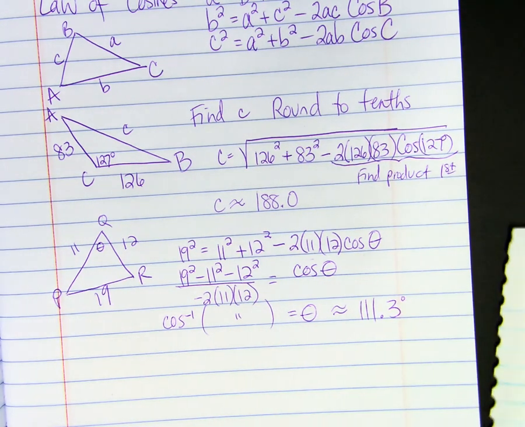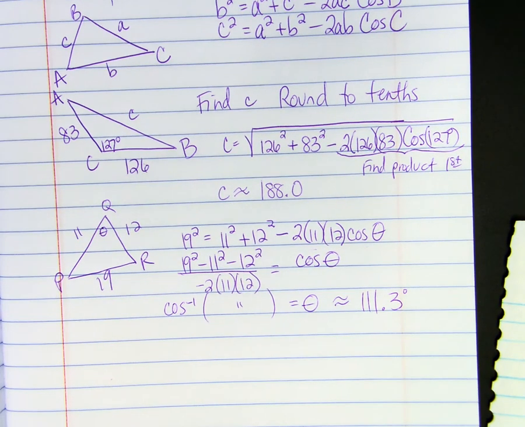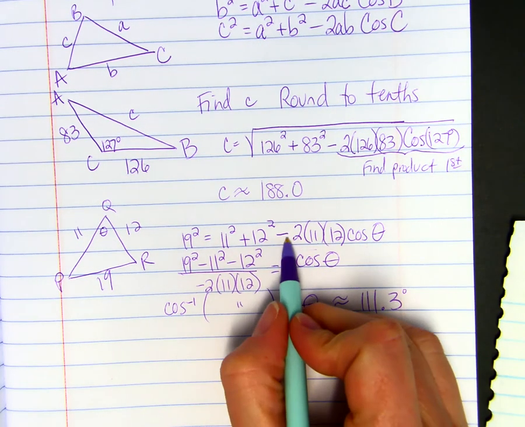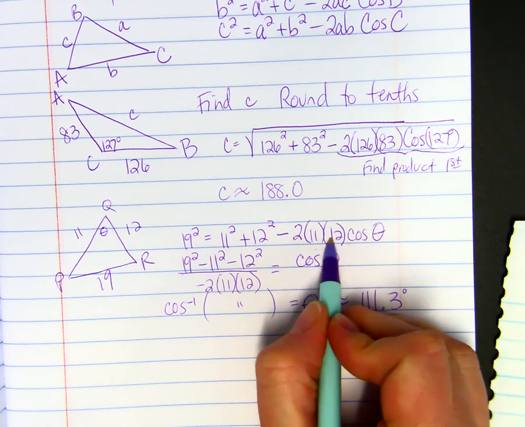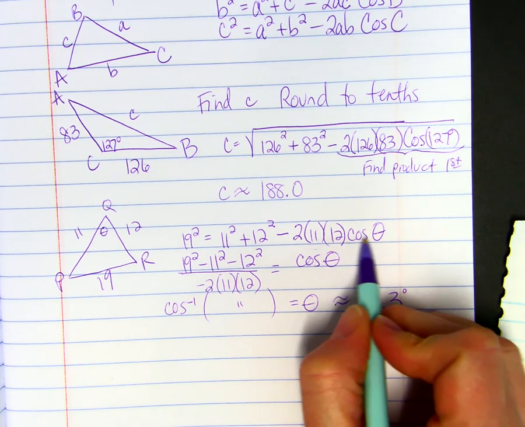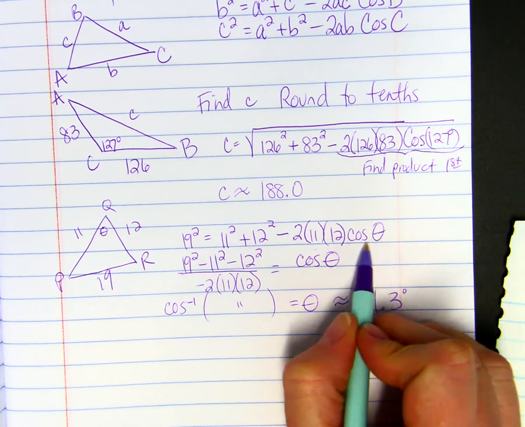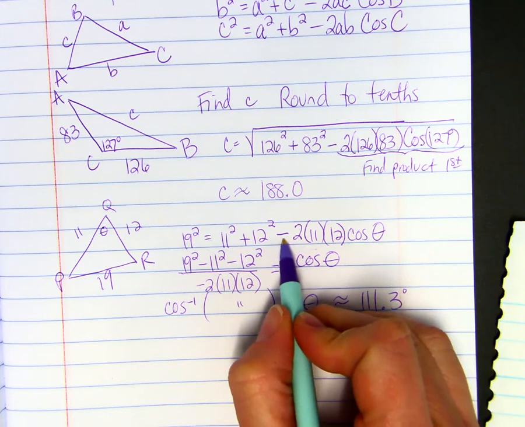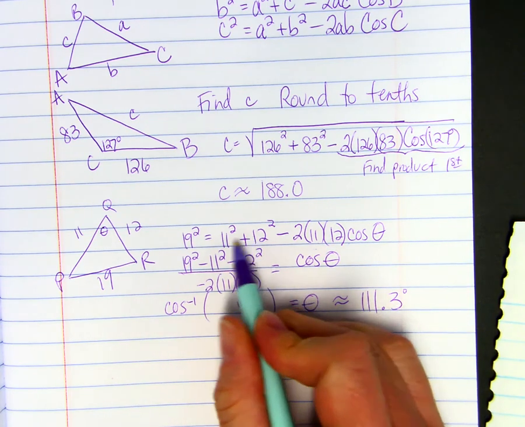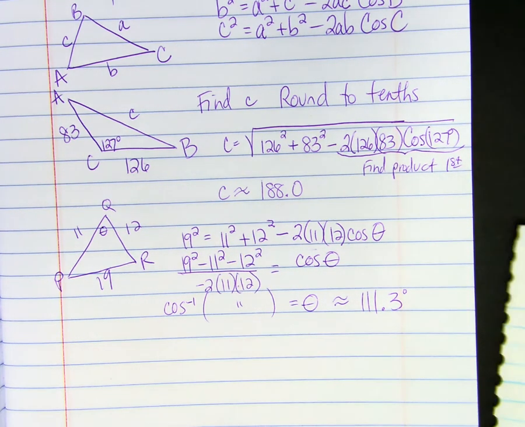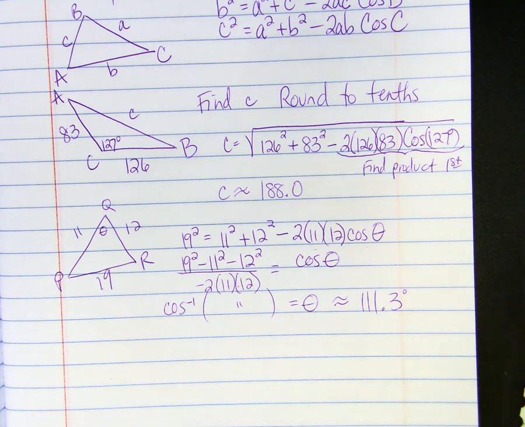The biggest problem that I've seen in the past was to realize that this negative 2 times whatever two sides you have is multiplied by the cosine of theta. So if you are solving for theta, you have to remember to divide by this part after you subtract those two. We are going to do a few examples on this.